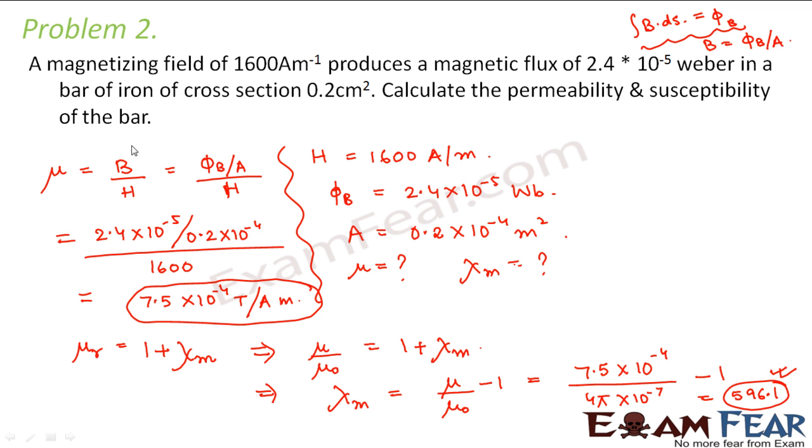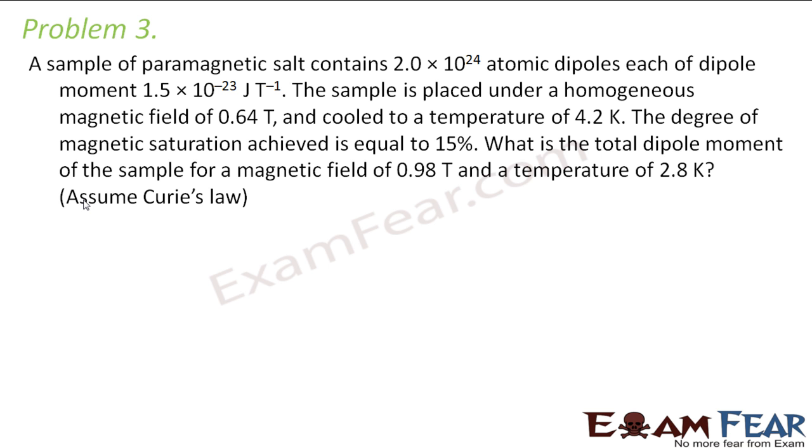Basically there is no other way. You need to remember all these relationships: the relations between permeability and susceptibility, the relations between magnetizing field and intensity of magnetization. All these terminologies are very, very important and you will have to remember them. Let us now look at the last problem of this lesson.